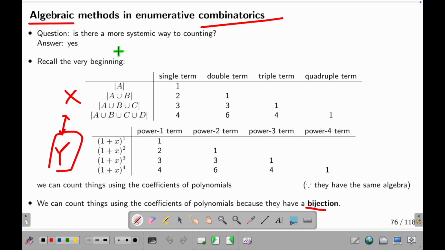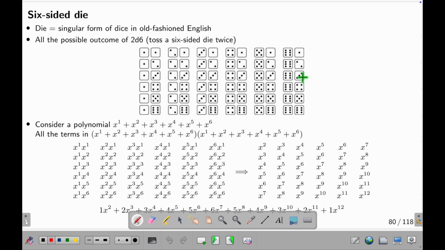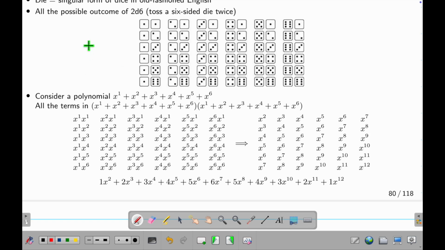Now I'm going back to algebraic combinatorics, and I'm telling you the magic thing. Suppose we have a 6-sided die. Suppose you toss 2 dice. This figure is 36, right? 6 times 6, 36 possible cases. Now I'm showing you some x at the bottom. What is this? I have x^1 plus x^2 plus up to x^6, and then I multiply them. This is the table, all the possible x^1 multiplied by other x, right? And x^1 times x^1 gives you x^2, x^6 times x^3 gives you x^9.